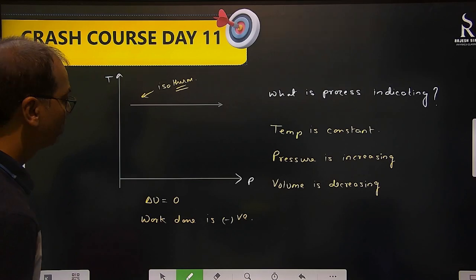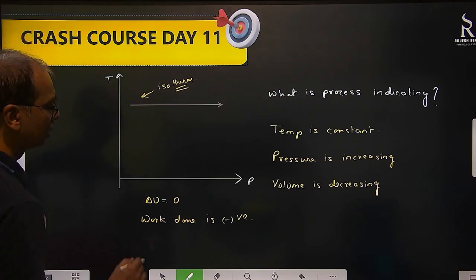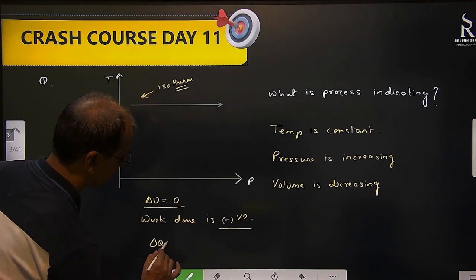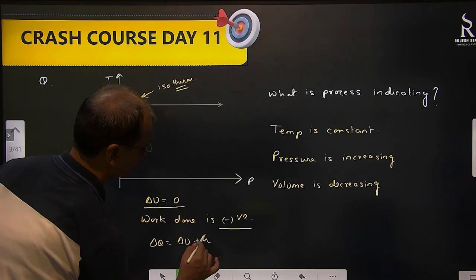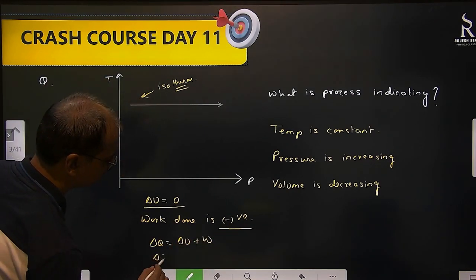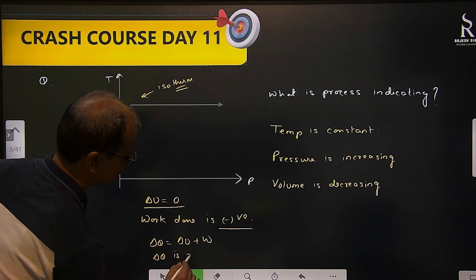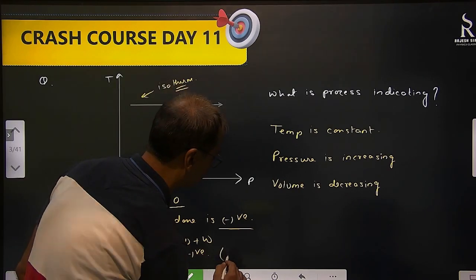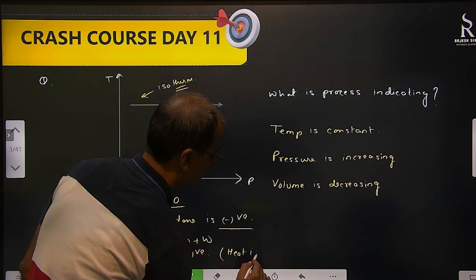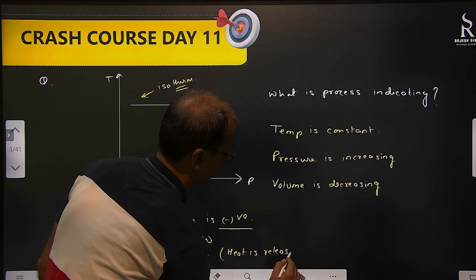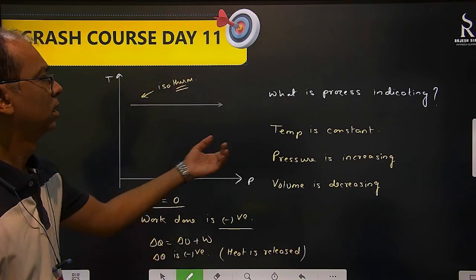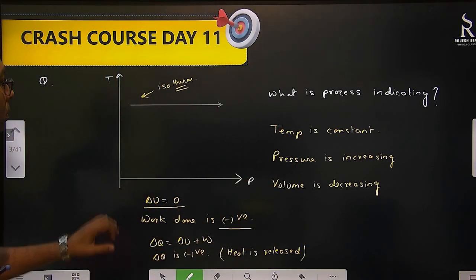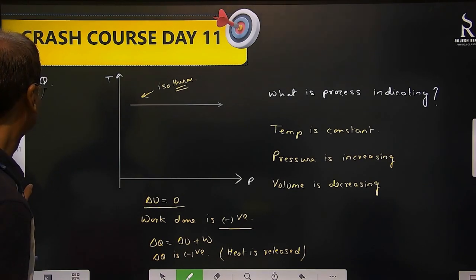So what about delta Q, heat? Delta U is 0, work done is negative. We know that delta Q equals delta U plus W only. You are saying W is negative, so delta Q is also negative. Delta Q negative means heat is released, not added. Now they can ask you any question from this or this. That's the TP graph for you.